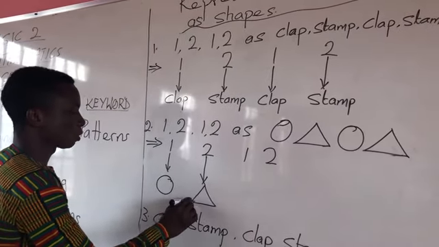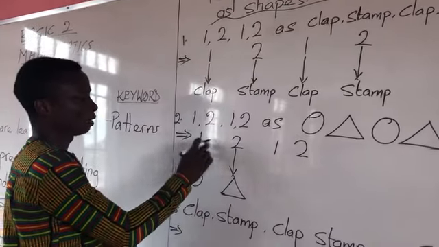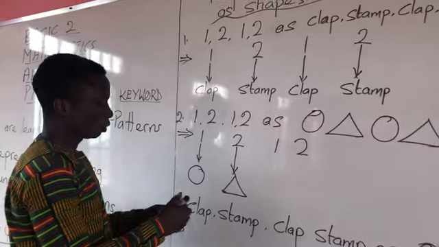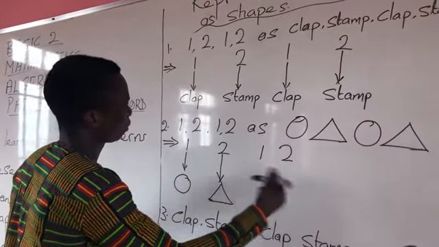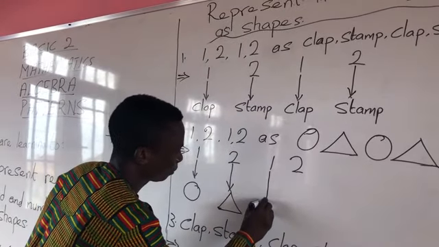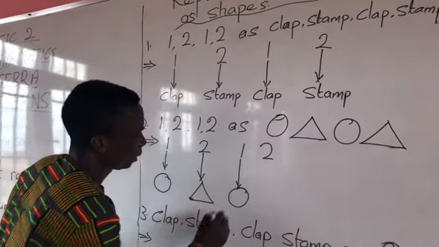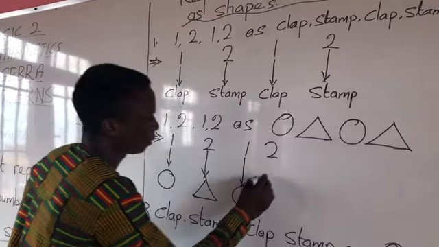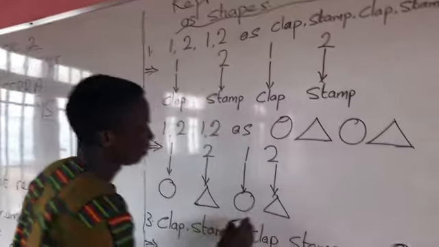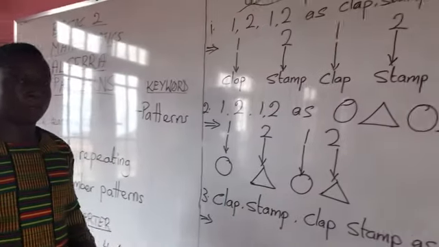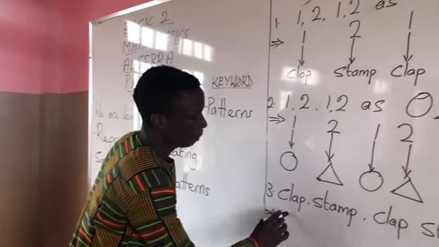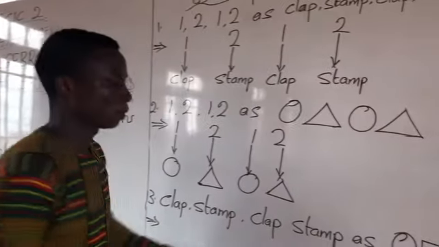Don't forget, this is all about pattern. This is 1, this is 2, 1, 2. So it's all about pattern: circle, triangle, circle, triangle. So 1 is circle, so you draw a circle. 2 is triangle. You get it?